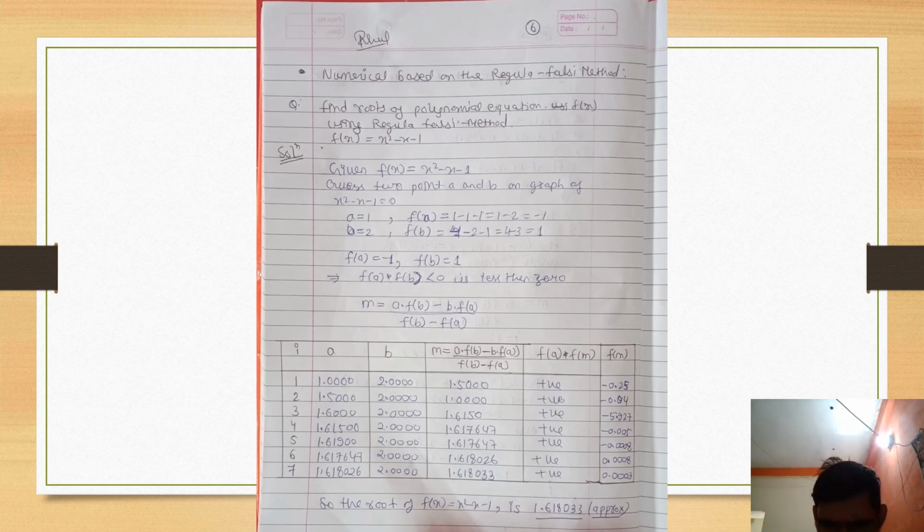Similarly, in all the steps, the product of f of a into f of m is positive. So finally, the value of f of m in step 6 is 0.008, which is almost less than 0.001. So from that the root of f of x equal to x square minus x minus 1 is approximately 1.618033.